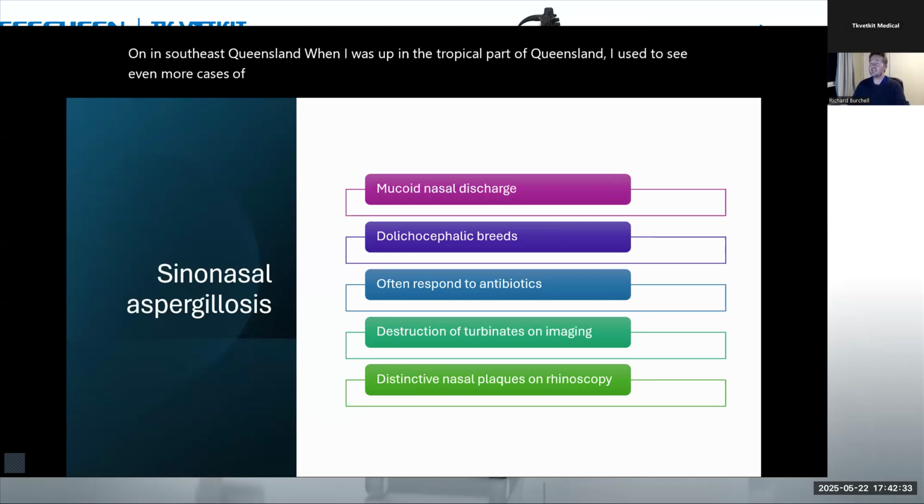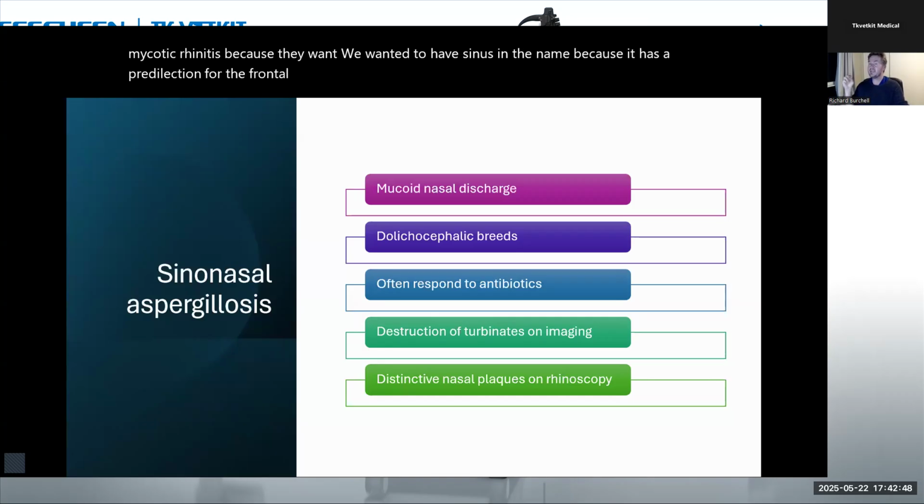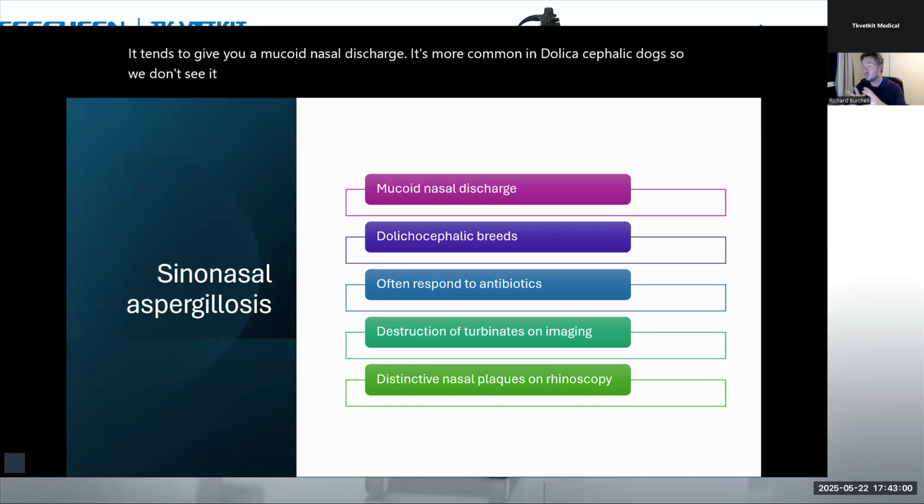This is sinonasal aspergillosis, which has been renamed from mycotic rhinitis because we wanted to have sinus in the name, because it has a predilection for the frontal sinuses, and in some cases it's only in the frontal sinuses. It tends to give you a mucoid nasal discharge. It's more common in dolichocephalic dogs, so we don't see it in brachycephalic dogs as a rule.